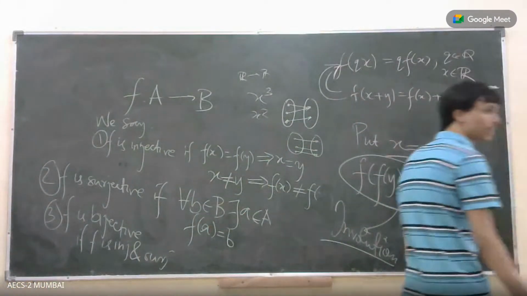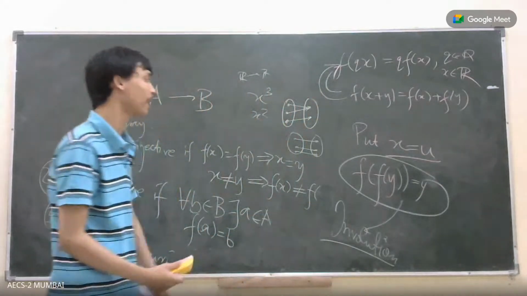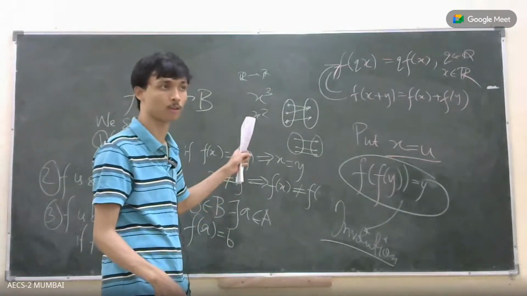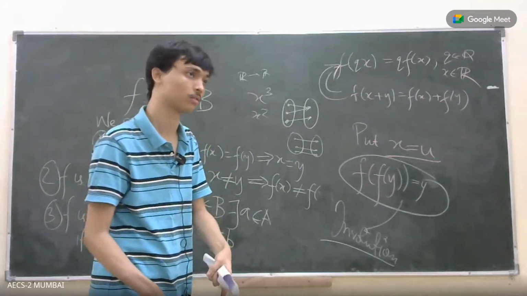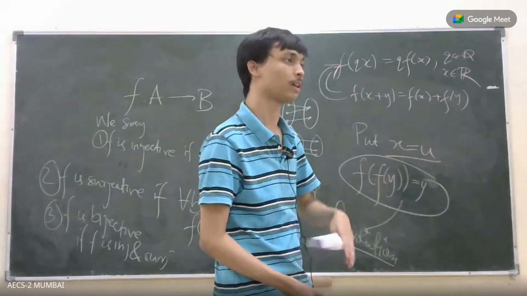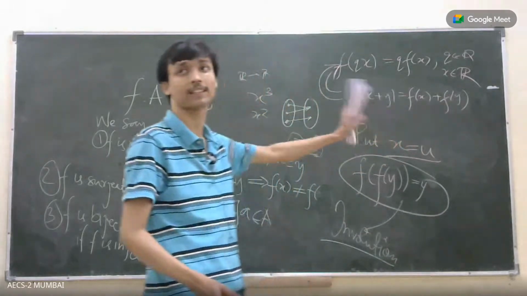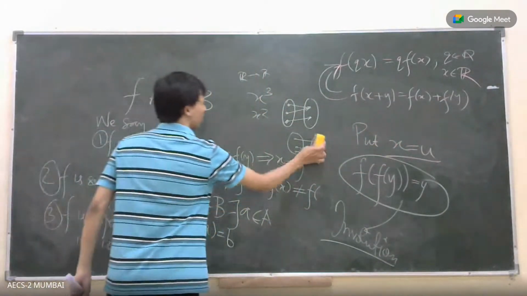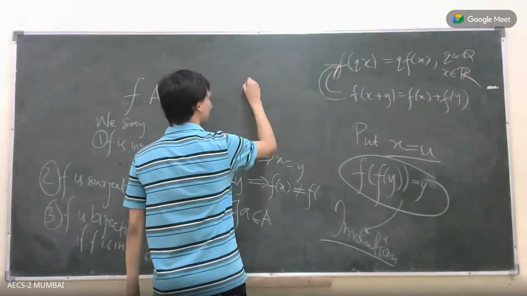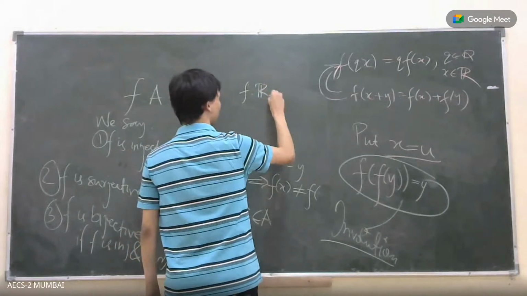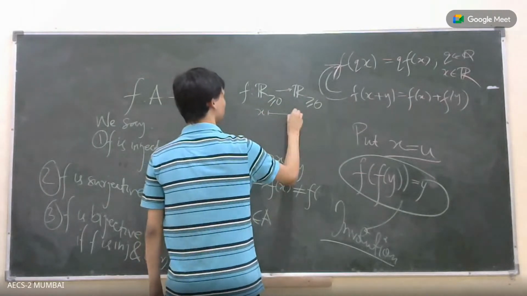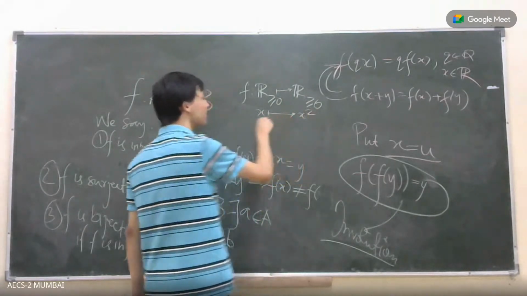So basically, what does bijective mean? That for every element in the codomain, there is a unique element in the domain which gets mapped to it. Surjective merely says that there should be something in the domain which gets mapped. Bijective says there should be exactly one element which gets mapped. So for example, this is bijective.